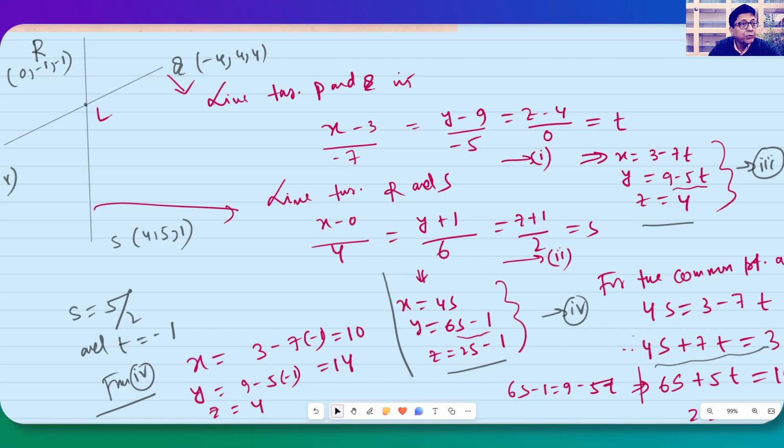Hope you have understood. Okay. So the point of intersection, in this case, these two lines intersect at L. That point is given by 10, 14 and 4. Clear?